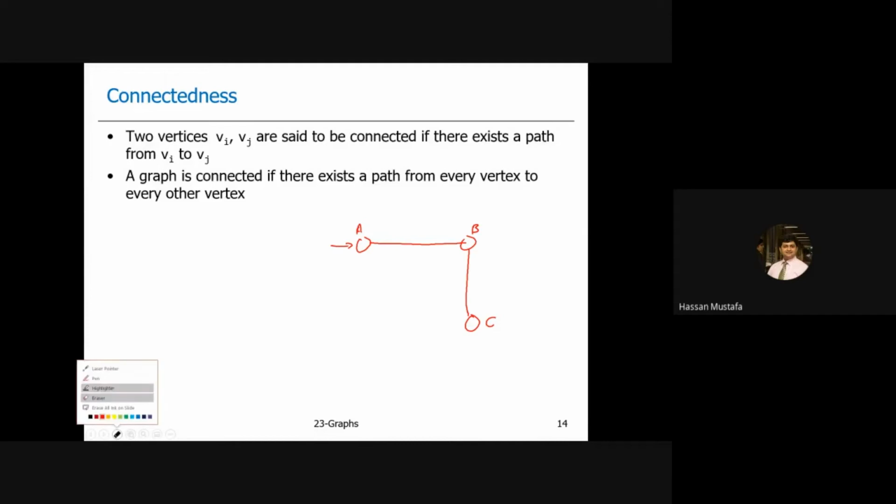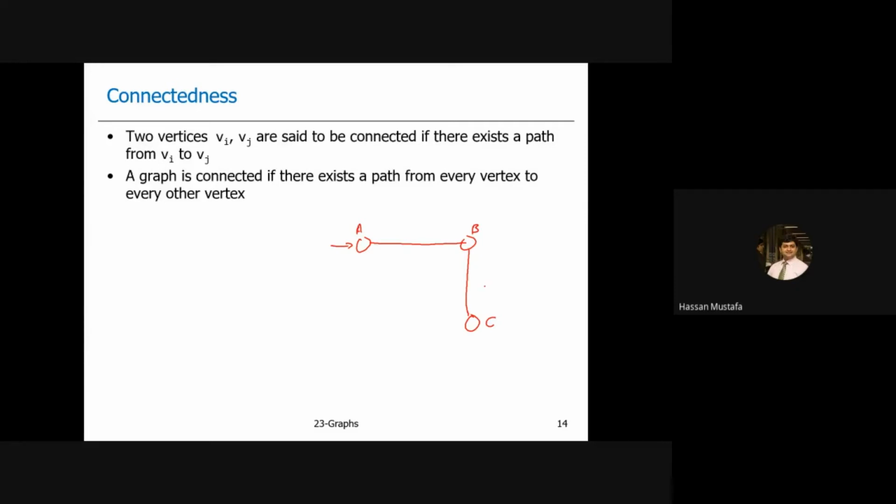in this specific graph, node A is connected to B directly, and is connected to C via a path. Whereas node B is directly connected to A and C. C is connected to B directly, whereas C is connected to A via a path. So all the nodes are connected to all other nodes, which means this graph is connected.